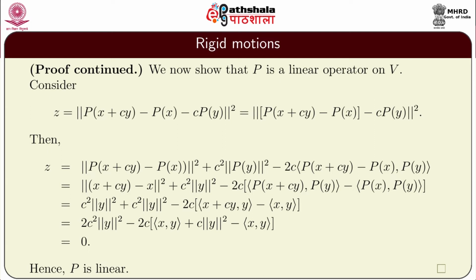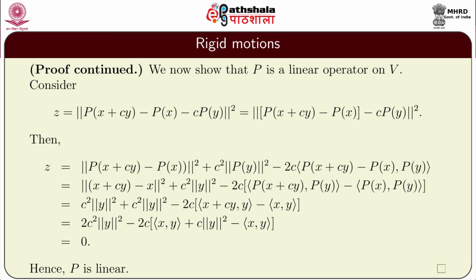2c times what you can see inside the bracket, that is inner product P of x plus cy comma Py minus inner product Px Py, and that is c squared norm y squared plus c squared norm y squared minus twice c times inner product x plus cy comma y minus inner product xy, and that is equal to 2c squared norm of y squared minus 2c times inner product xy plus c norm y squared minus inner product xy, and that is equal to 0. Therefore, P is linear.